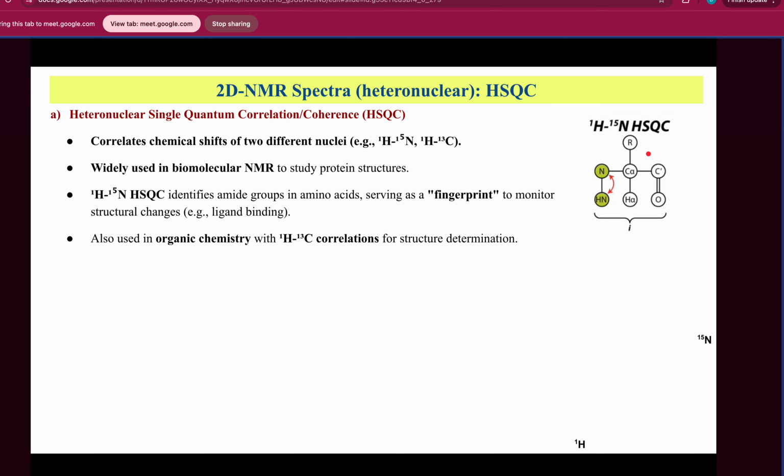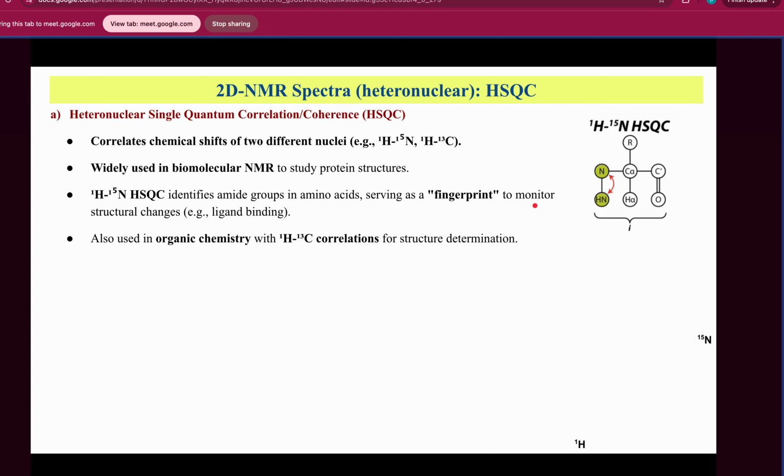So this is one particular amino acid, and it has the hydrogen which is attached to the amide group. So the amide hydrogen is represented by HN, and this is the nitrogen. So the amide hydrogen and nitrogen are also interacting. Their nuclear spins are also interacting with each other. And if there is some ligand binding, then this will change the interactions which are happening among both of them.